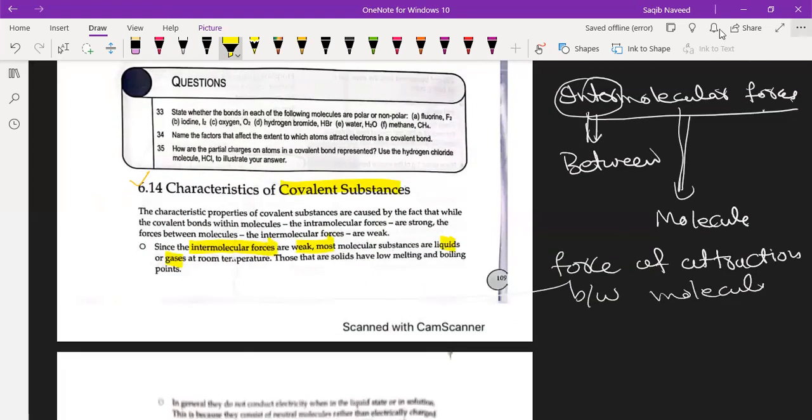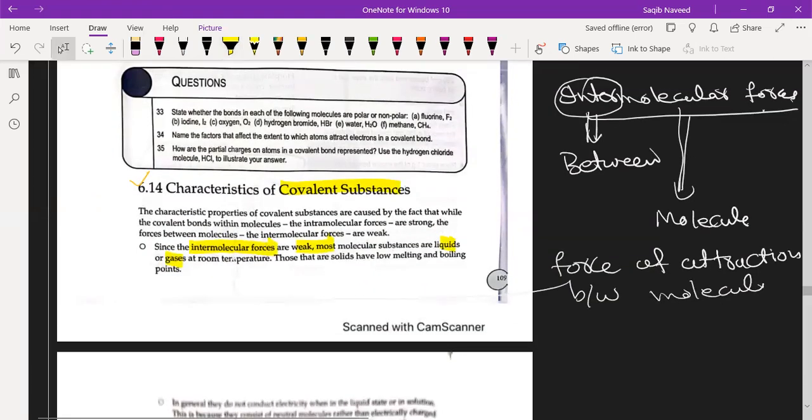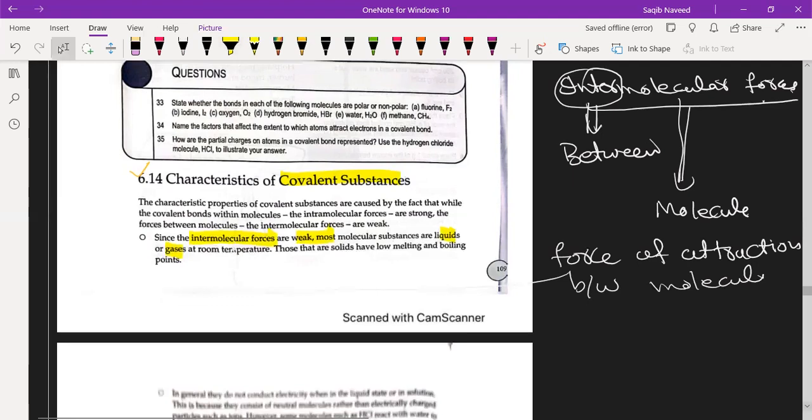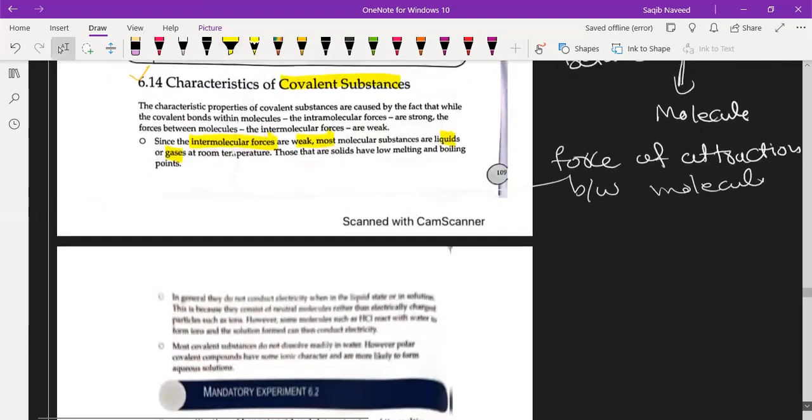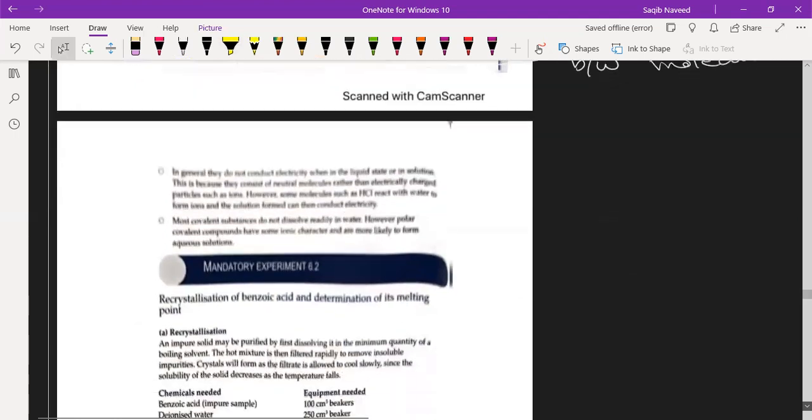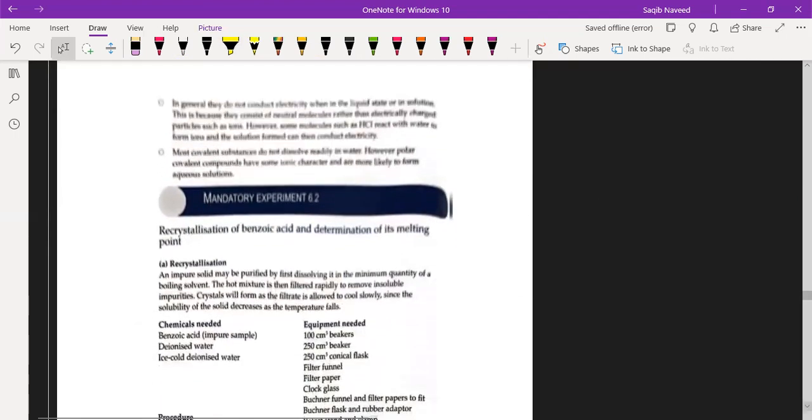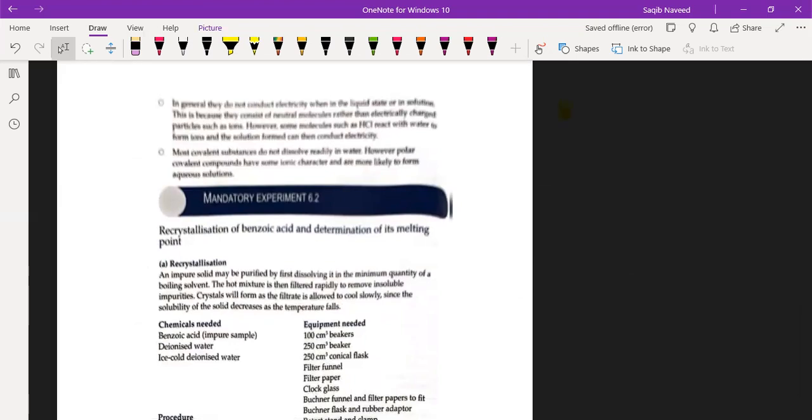Why do gases have the weakest intermolecular force? Because the distance between the molecules is large, so they have weak intermolecular force. You know that it's a basic phenomenon. The gas molecules exist like this, and the solids are like this.